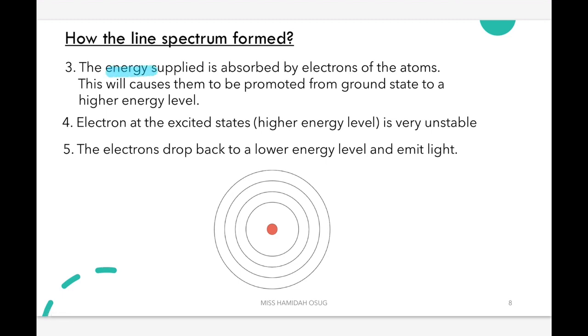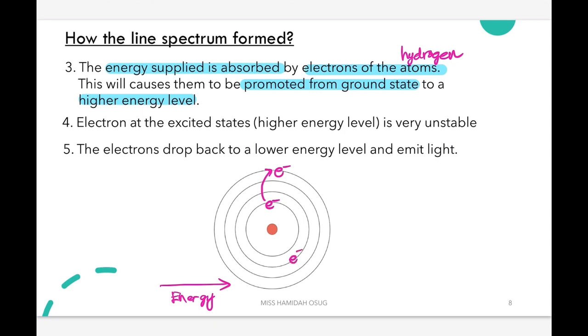What will happen next? The energy supplied is absorbed by the electrons of the atoms. In this case we use hydrogen gas. This will cause the electron, because it absorbs energy, to move from the ground state to a higher energy level. For example, we have an electron at n equals 1. When energy is supplied, the electron absorbs that energy and moves to a higher energy level, where n equals 4.